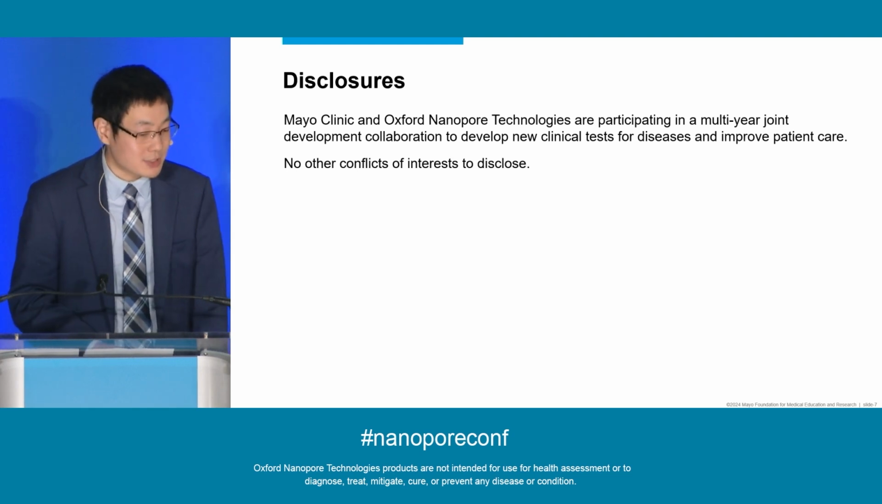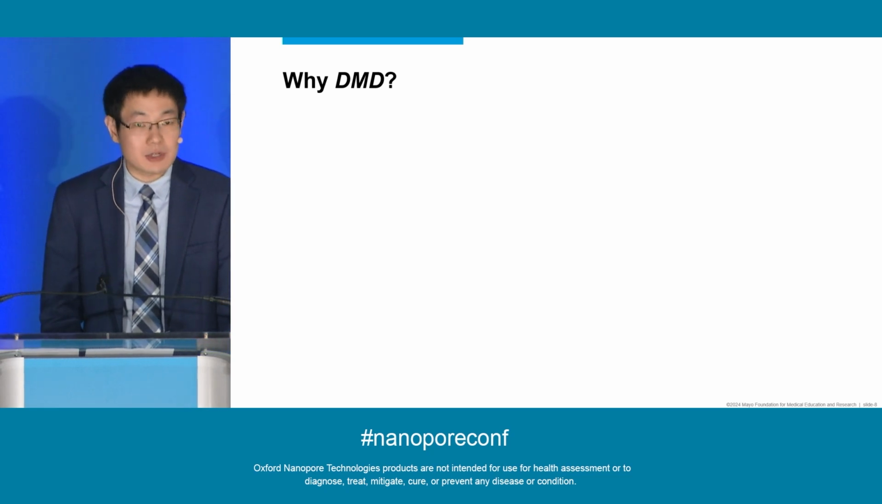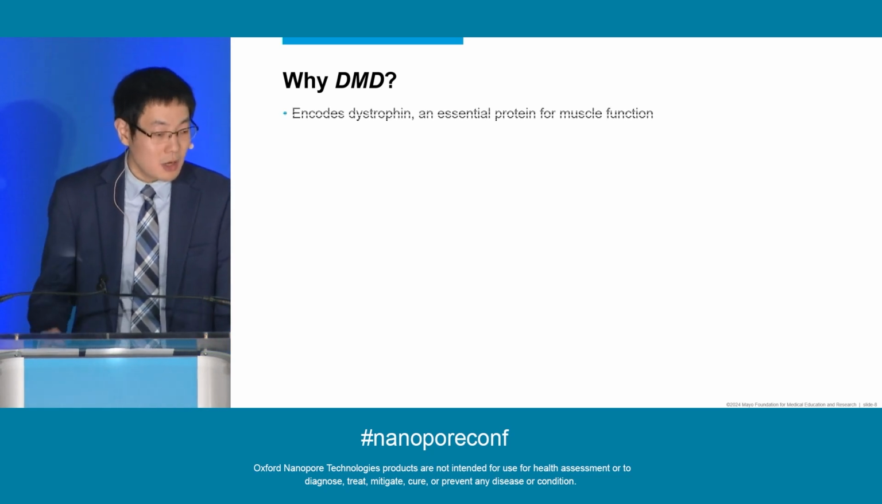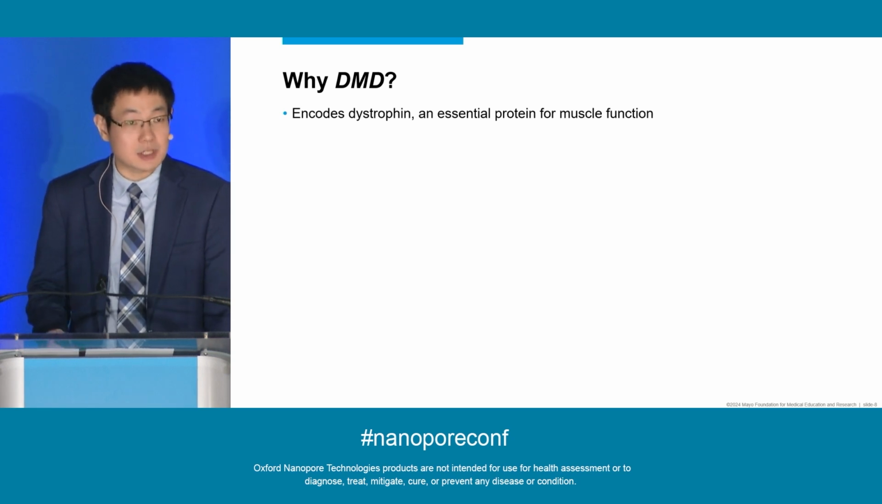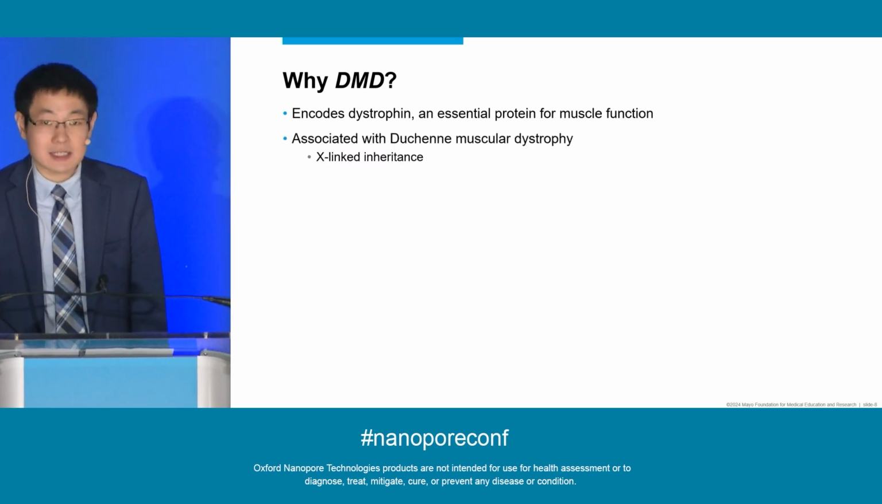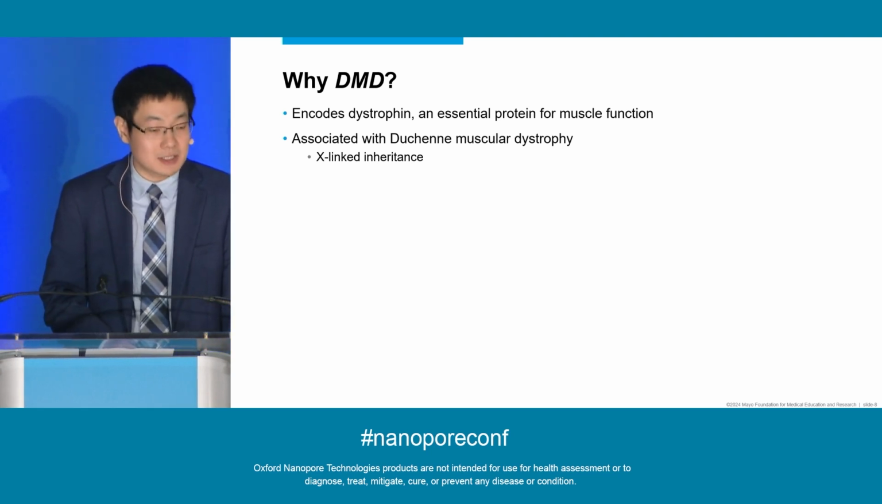These are my disclosures. The first question one may ask is, why are we interested in the DMD gene? Well, DMD encodes dystrophin, which is an essential protein for muscle function. It is located on the X chromosome and is associated with a genetic condition known as Duchenne muscular dystrophy.